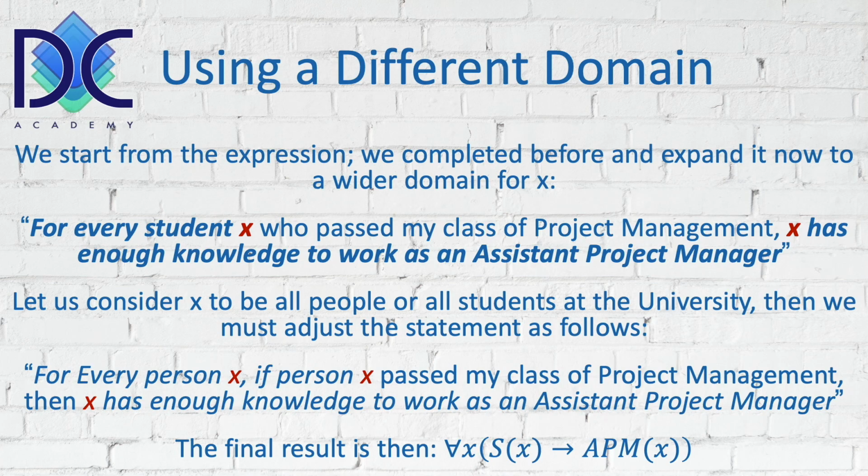So basically, we have an additional condition here. We have an implication which says if a person passed my class, then they are in fact good enough, they have enough knowledge to work as an assistant project manager.